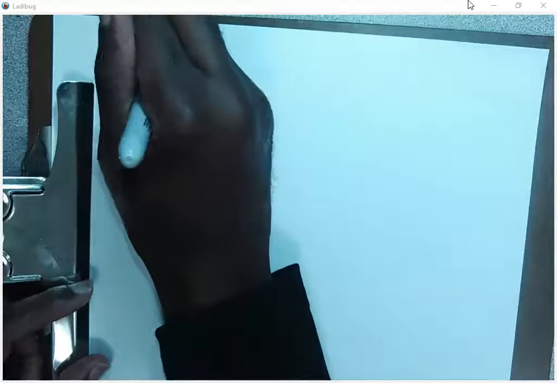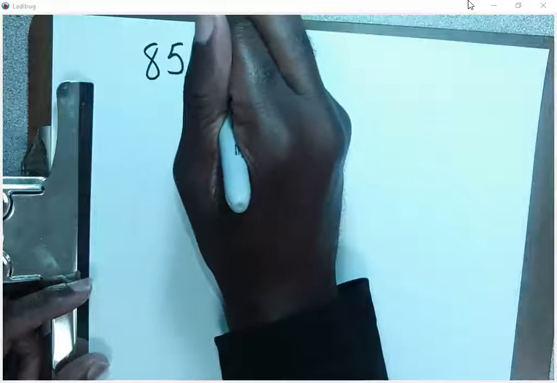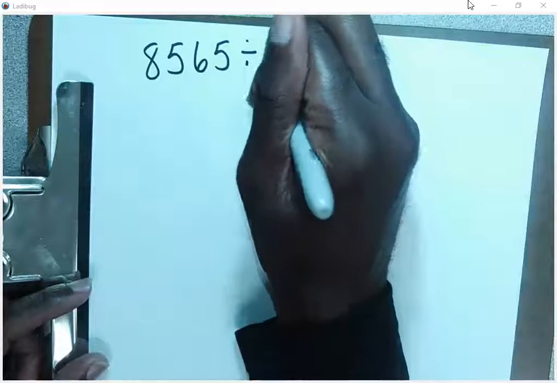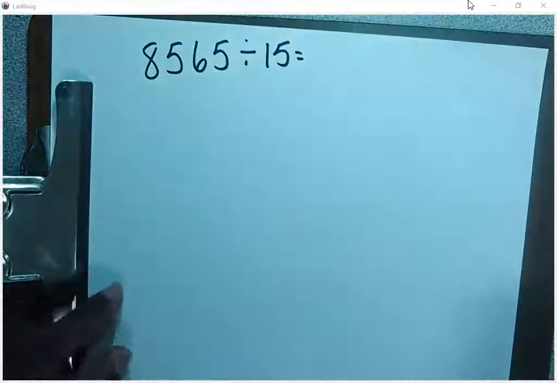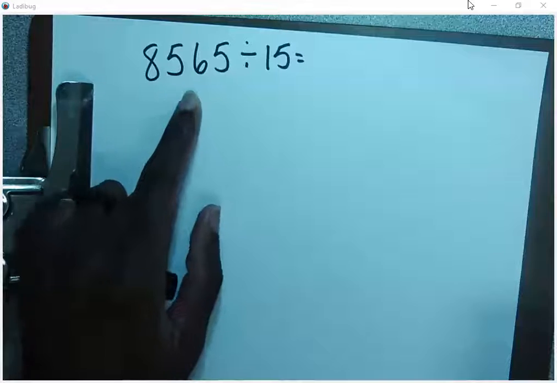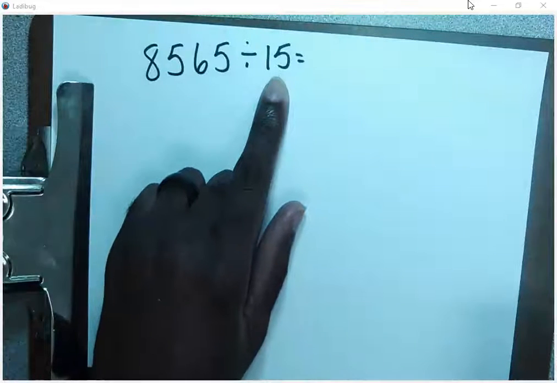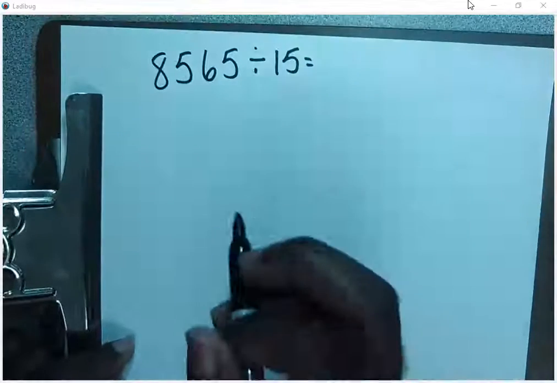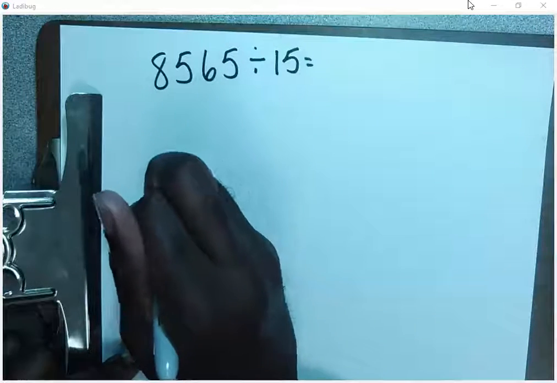All right, next problem we're going to do is 8,565 divided by 15. Now, once again, what we're dividing is our dividend. What we're dividing by is our divisor. And the number we get once we divide everything, our answer, becomes our quotient. All right, so we're doing box division again.